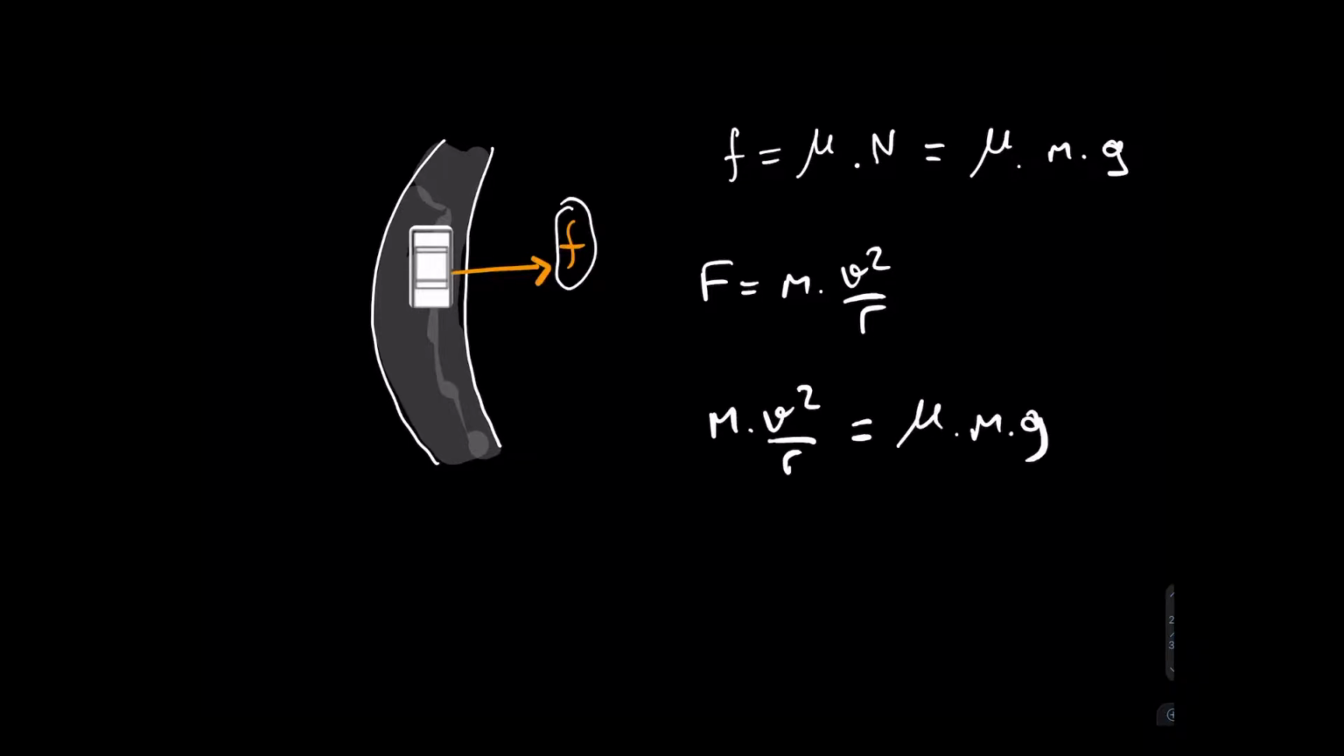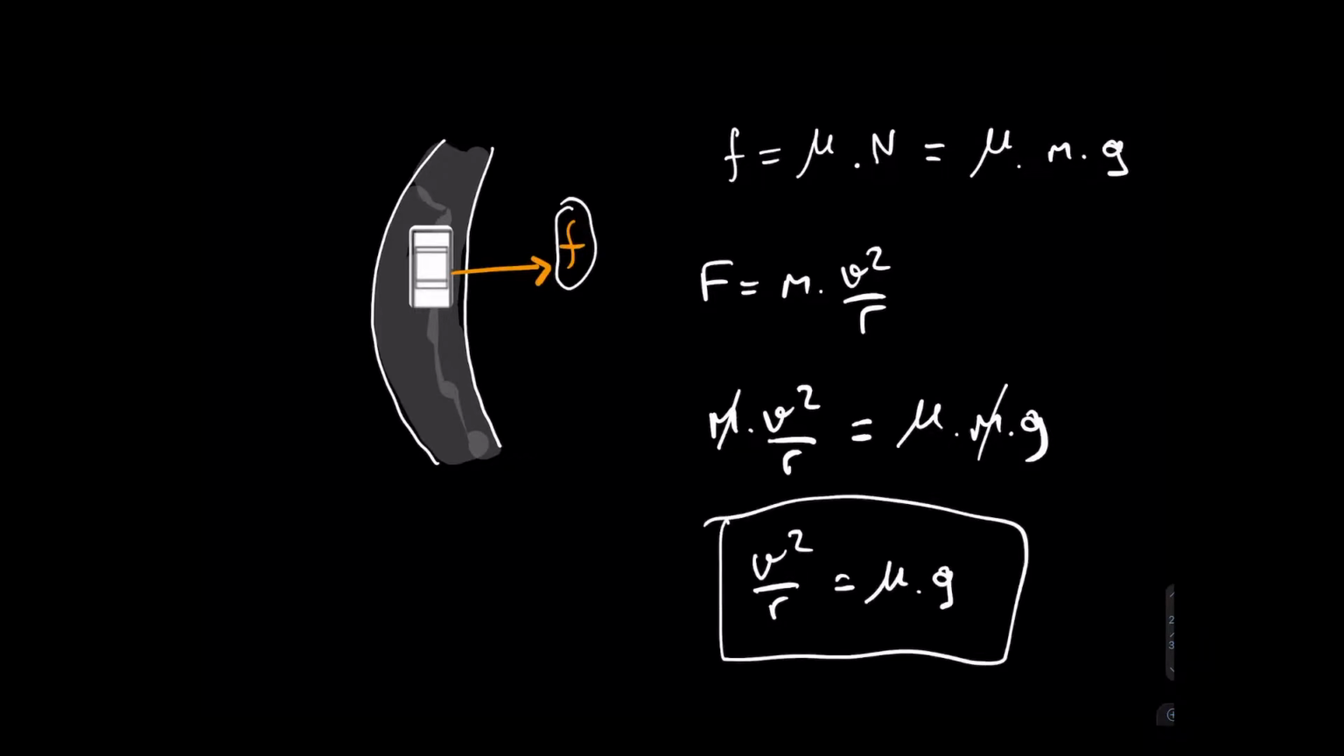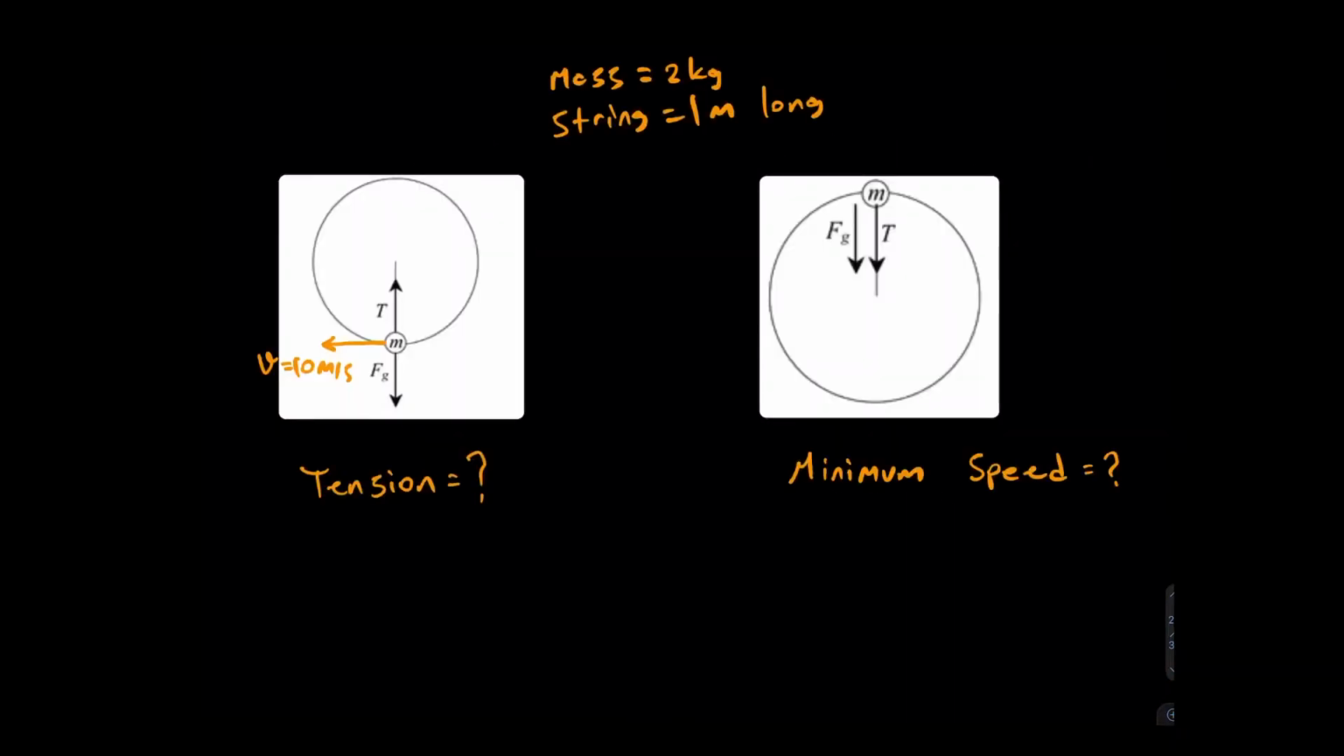You might realize that we can get rid of the masses because they cancel each other out. So v squared equals r times the coefficient of friction times the acceleration. We can infer from this solution that the mass doesn't have anything to do with the car taking a turn in a circular path. So let's look at two other situations.